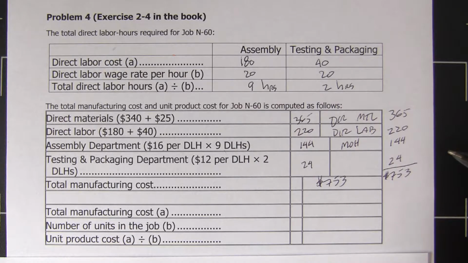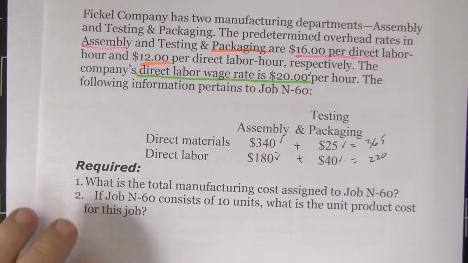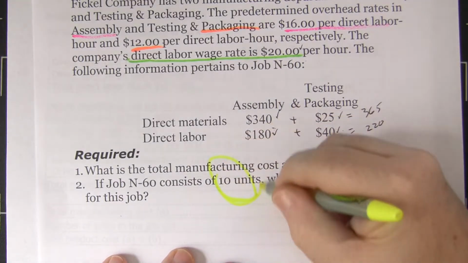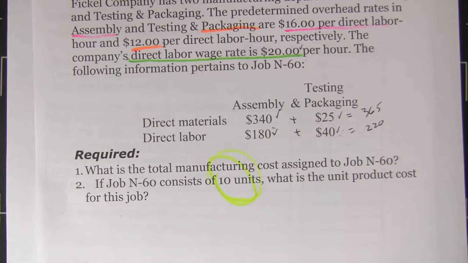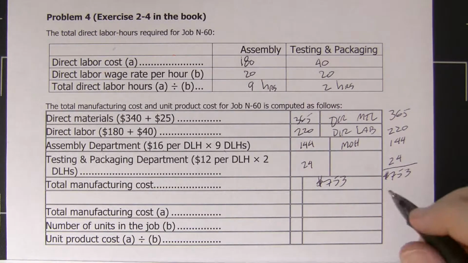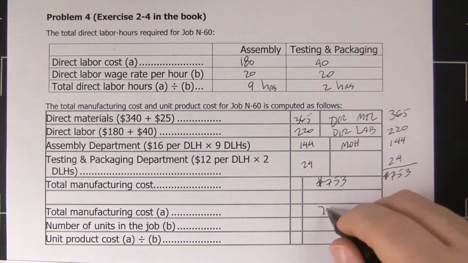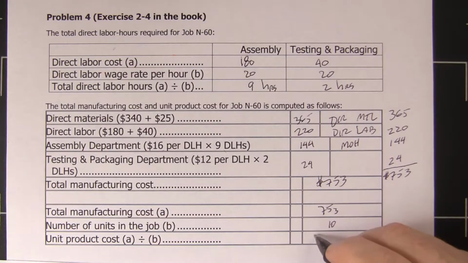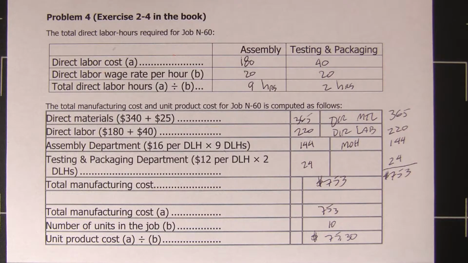Now, keep in mind that they told us, and again, I need to make sure you see where this came from, that the job was for 10 units. So, if 10 units cost us $753, and there were 10 units in the job, each unit cost $75.30.